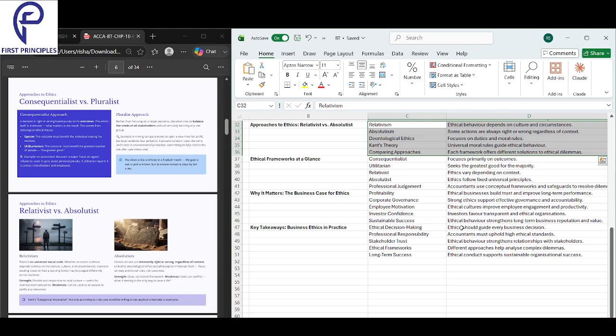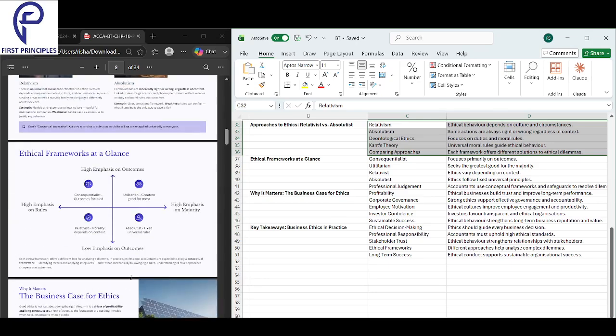Absolutism says that some actions are always right or wrong regardless of context. And relativism says that ethical behavior depends upon culture and circumstance. All right. Next is ethical framework at a glance.